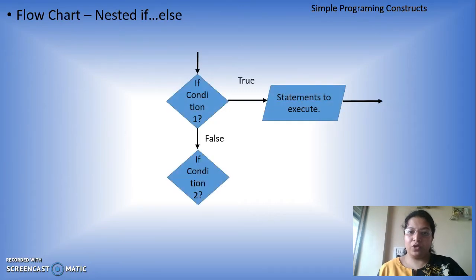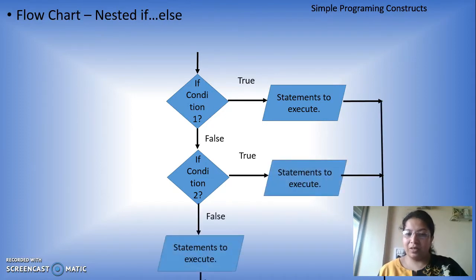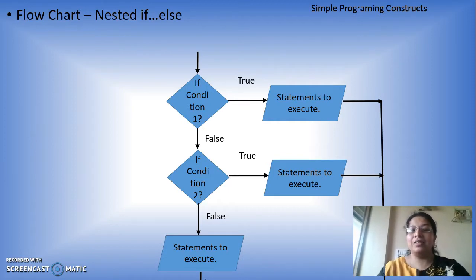Here is the flow chart. First it will check for condition 1. If it is true, it will execute the statement. If it is false, it will check for the second condition. If that is true, it will execute the respective statement. If that is false, it will execute the else statement. Here, if it checks the first condition and executes the statement, it will directly jump outside and it will not check for the second condition.